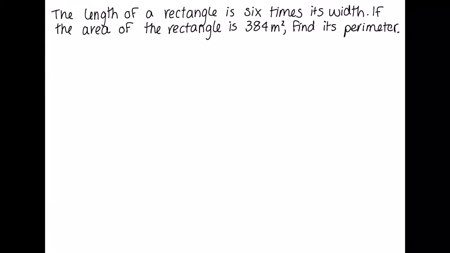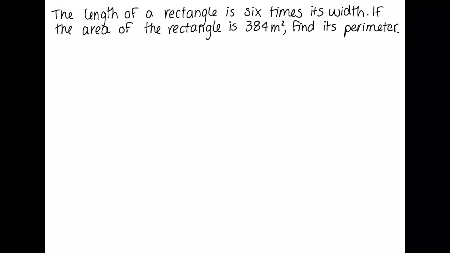If the area of the rectangle is 384 meters squared, find its perimeter. Sometimes students get a little caught up in this whole meters squared thing and think that maybe you need to square the 384, but that's not true. This meters squared is just a unit. It's saying that we measure area in squares. We don't measure it in lines, right? A meter is like a line. That's not how we measure area, but don't get too caught up in that.